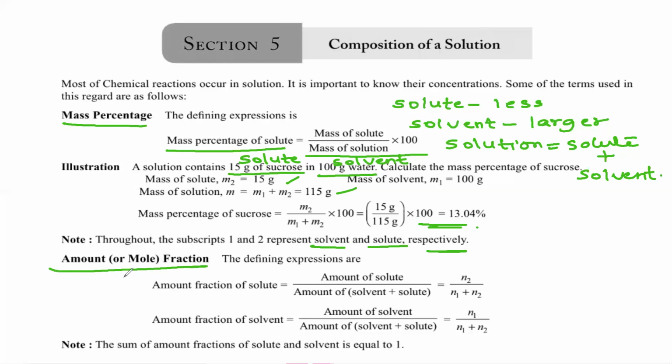The second method is mole fraction, also called the amount fraction of solute. Amount fraction is nothing but mole fraction, and it's better to understand it simply as mole fraction. Mole fraction of solute is equal to amount of solute divided by total amount of solution, that is amount of solvent plus solute. N2 is the number of moles of solute, and N1 plus N2 is the total number of moles of solution.